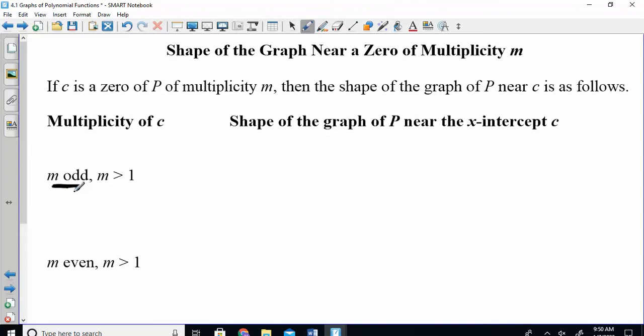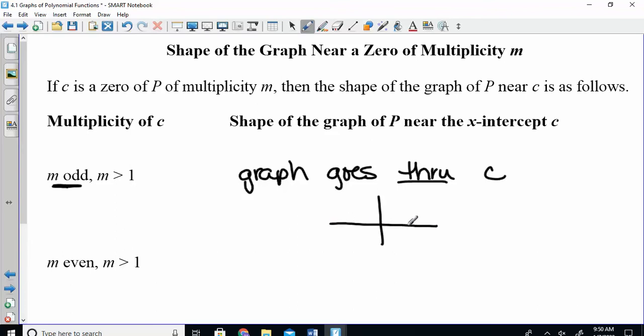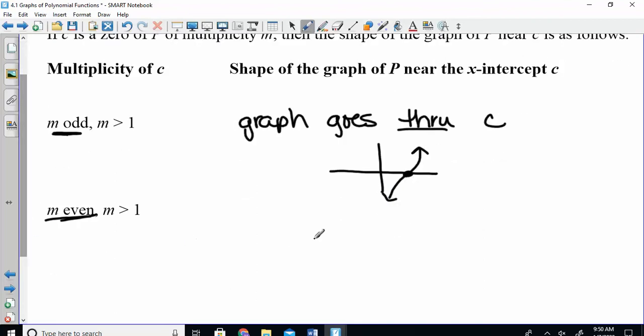If the multiplicity is an odd number, the graph goes through the point. So if you have an x-intercept that has an odd multiplicity, your graph's just going to hit it and go through. But if that multiplicity is even, the graph will bounce.